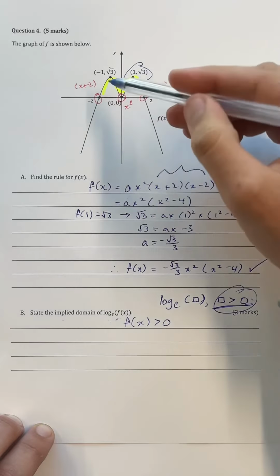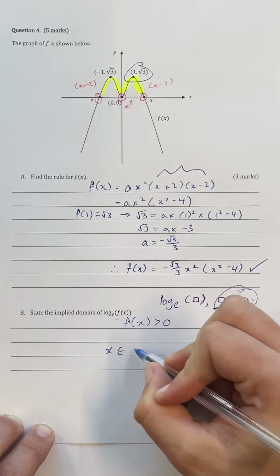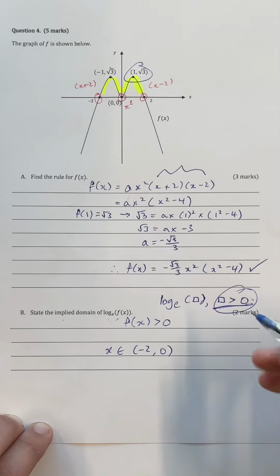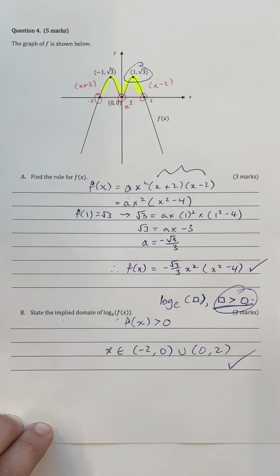So therefore, all we have to do is just convert this to a domain. So what we need to say is that x is an element of (-2, 0), using the round brackets because they're exclusive brackets. And then I combine that with (0, 2). And this is a very easy way of finding the implied domain of log e of f of x.